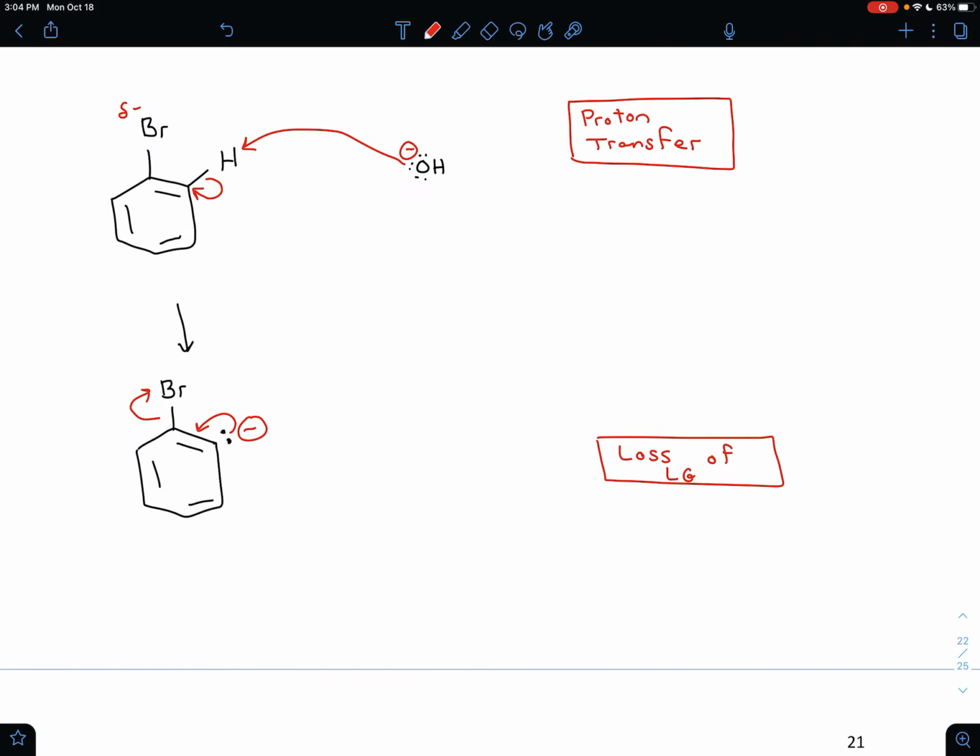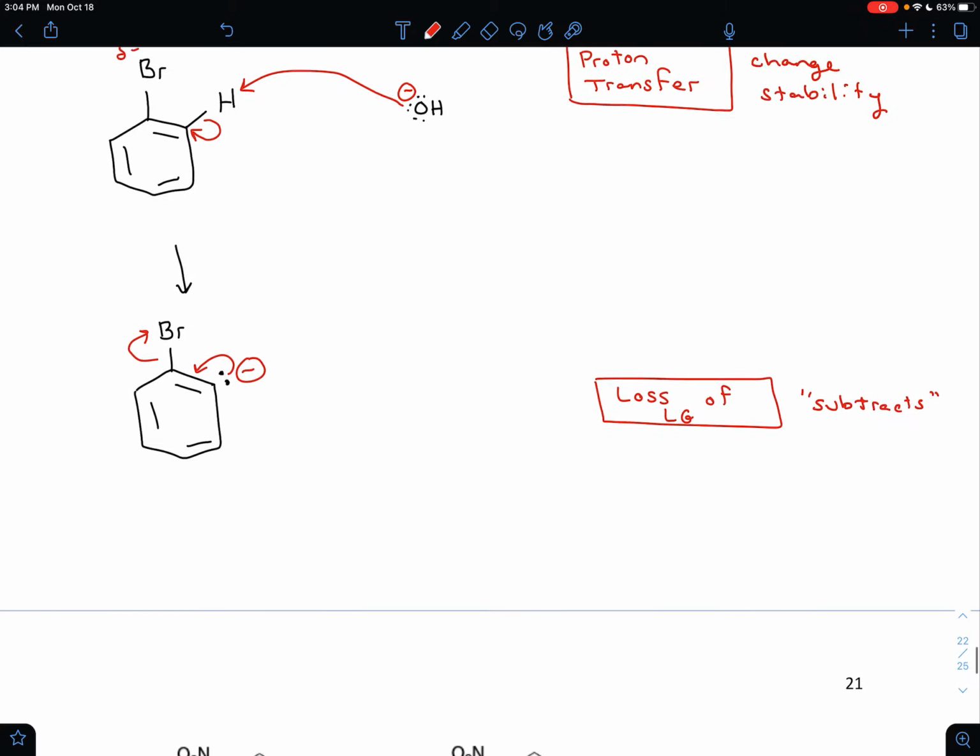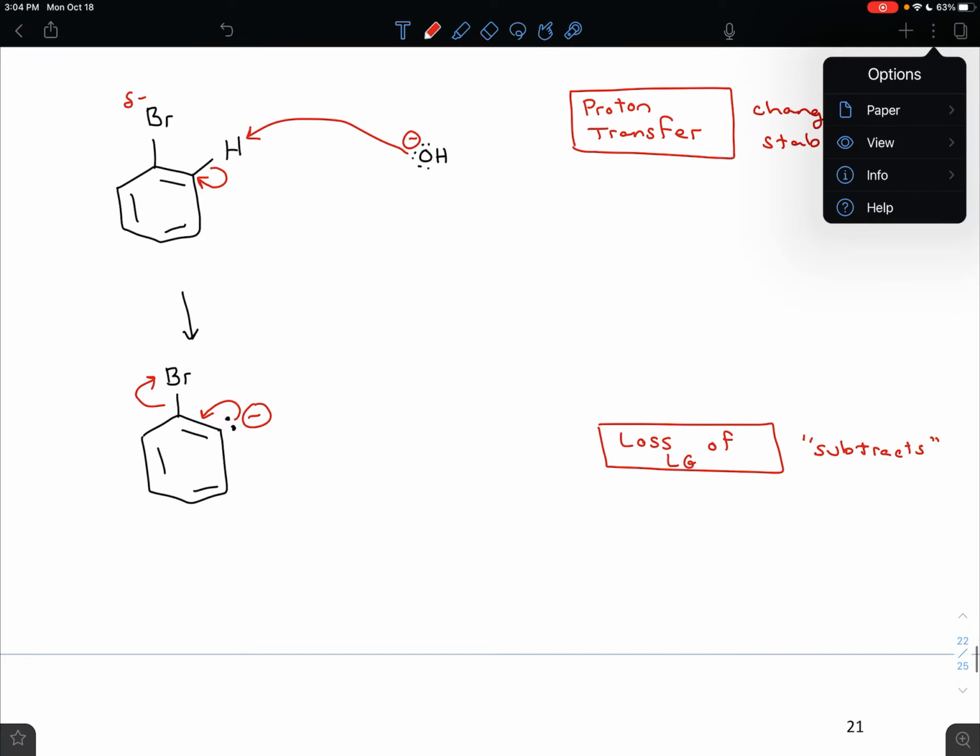So in terms of storytelling, proton transfers change the stability of molecules. They either make molecules more stable or more unstable. And so you usually have them at the beginning and ends of reactions as a sort of gas pedal and brake pedal. And loss of a leaving group subtracts stuff. It takes stuff off of a molecule. So in this case, it subtracts the leaving group bromine.